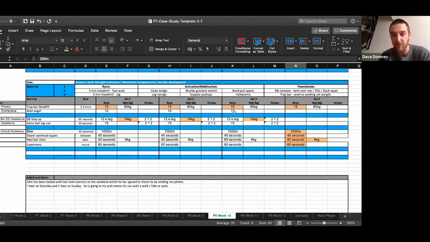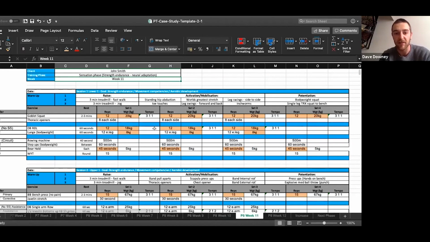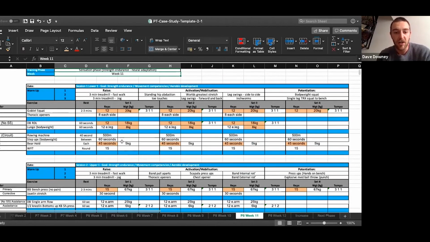And then very similar here, just with the reps and the extra set. So we're nearly at the end of this phase. So now we've upped the bear hold. We've reduced the reps to 12 because we've upped the weight. So now we're at 4 sets of 12 at 20 kg on the goblet squat. We've reduced the reps because we've increased the weight here on the RDL.